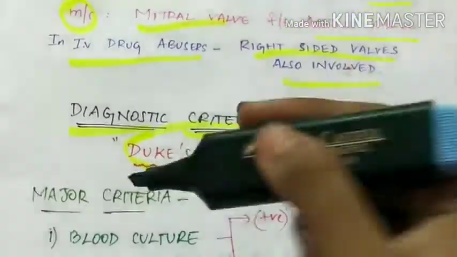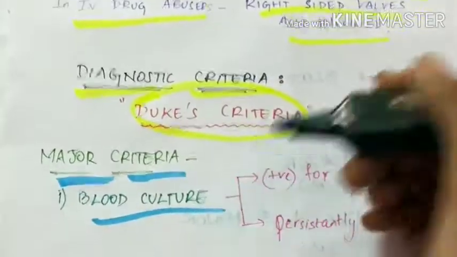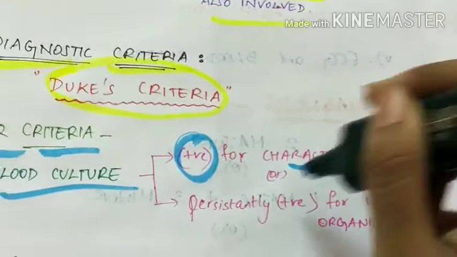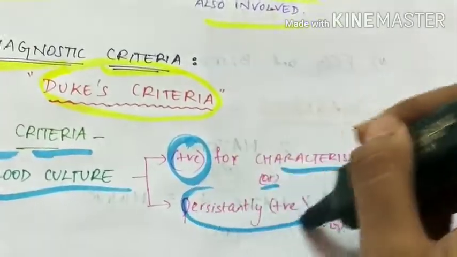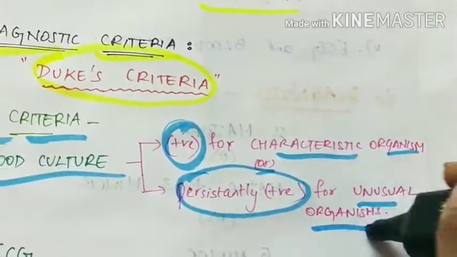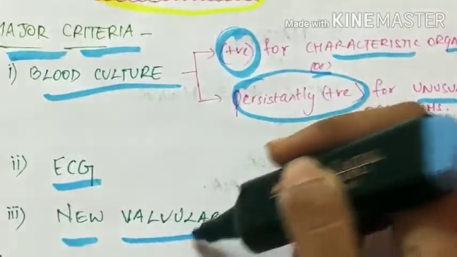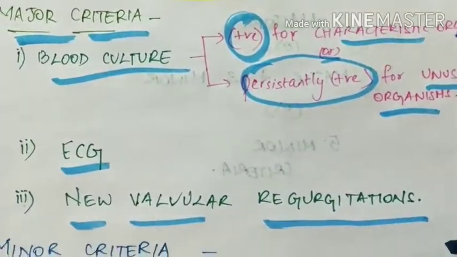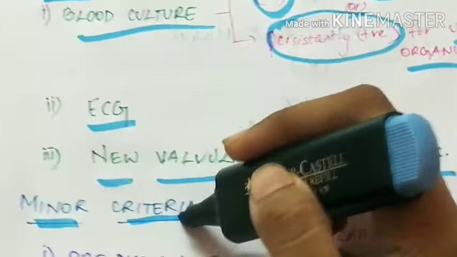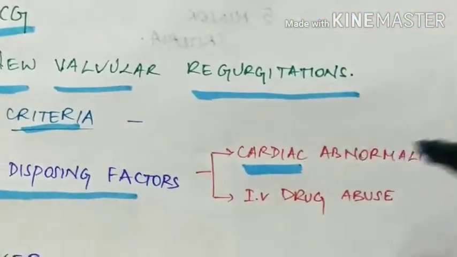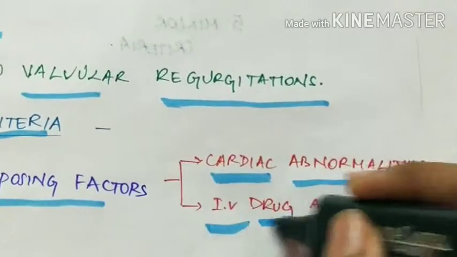Here the major criteria include blood culture positive for characteristic organism or persistently positive for unusual organisms. Second is echocardiogram, and third is new valvular regurgitation. Next, minor criteria. Predisposing factors like cardiac abnormalities or IV drug abuse. Second is fever.